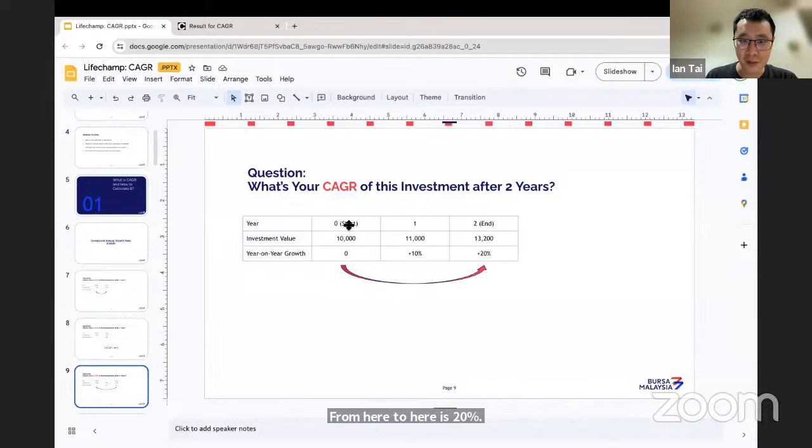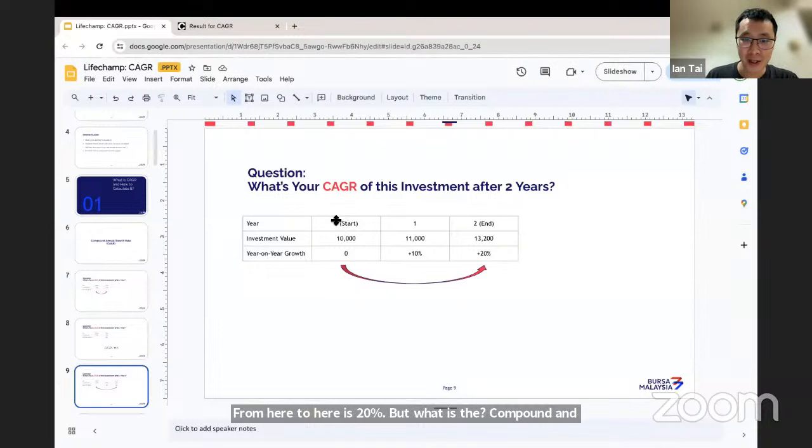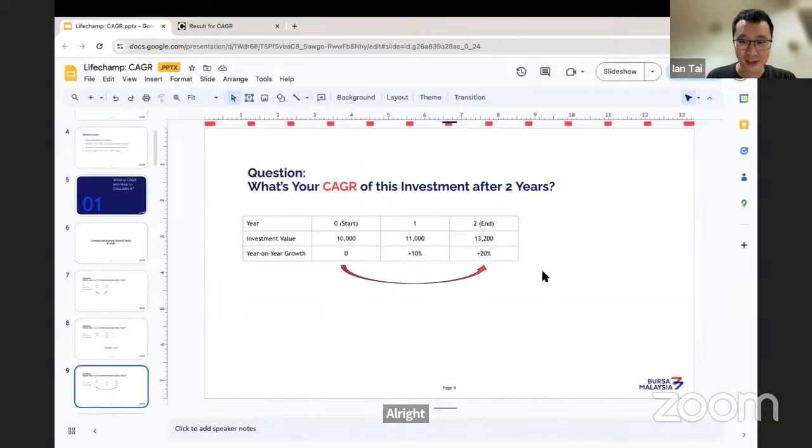But what is the compound annual growth rate that you are going to get if you are actually starting from 10,000 and after 2 years later, you ended up with 13,200 ringgit? So what is the compound annual growth rate for that 2 years? All right, anyone can make a guess? It is definitely not 32%. Okay, so some of you have actually calculated, all right? And some of you are actually getting the correct answer.